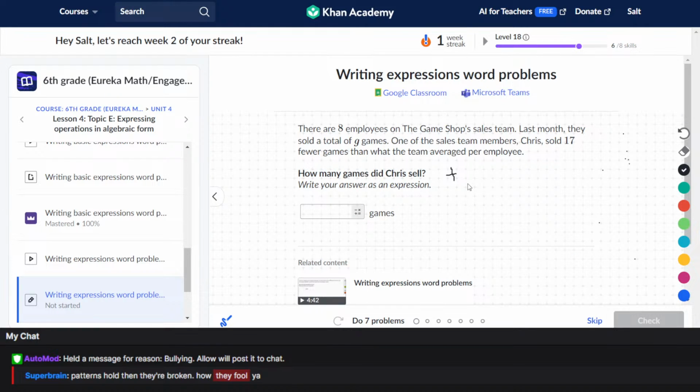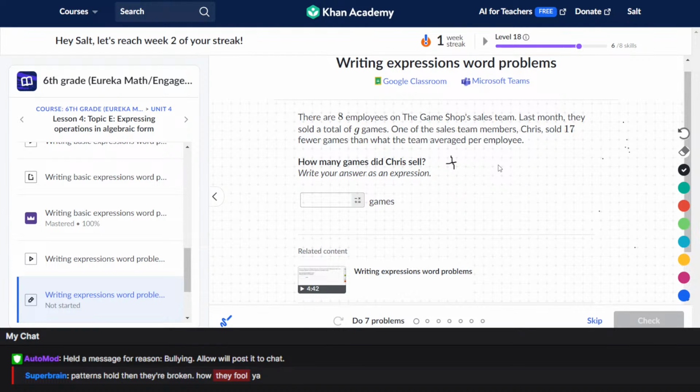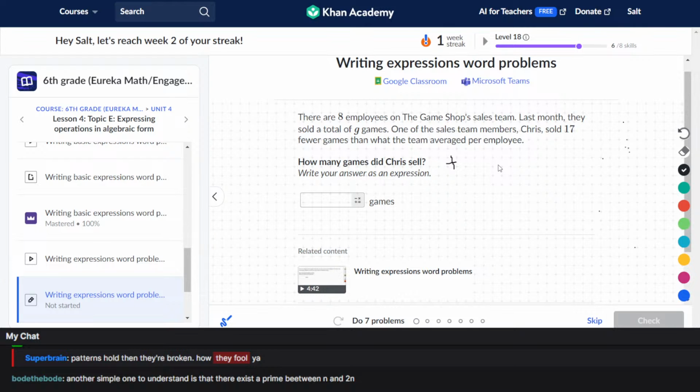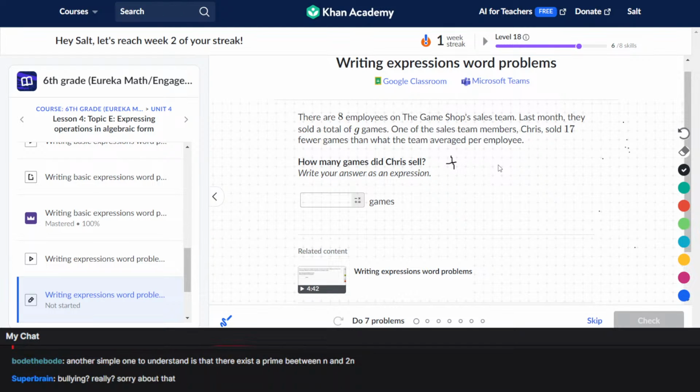Now let's go back to how many games did Chris sell? How many games did he sell? Bode says another simple one to understand is that there exists a prime between N and 2N. Apology for bullying. Stop giving me these. These aren't solved. I have to get through. I'm never gonna get through 6th grade if I keep being distracted. N and 2N.